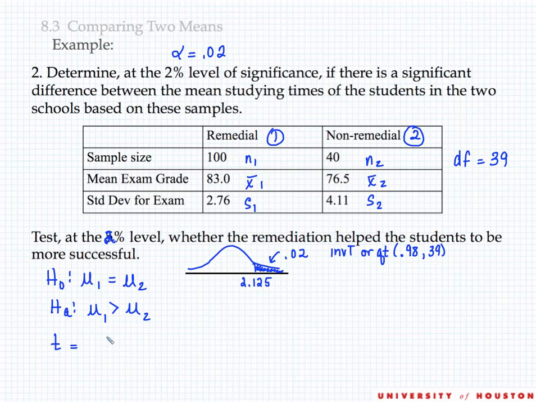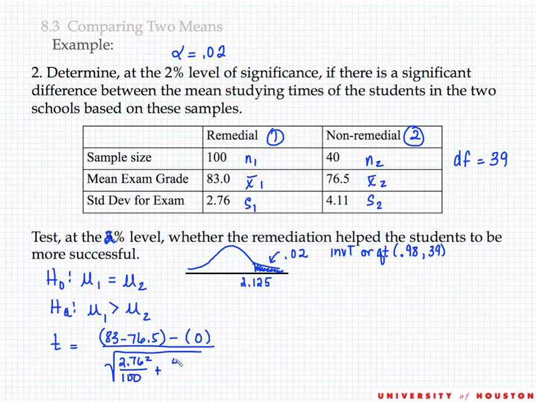So our t for the test statistic is 83.0 minus 76.5 minus, we're claiming there's no difference in the means, divided by the square root of S1 squared over N1 plus S2 squared over N2, and this comes out to be 9.206. 9.206 will be very far to the right in my shaded region, so you can see in the rejection region we will be rejecting.